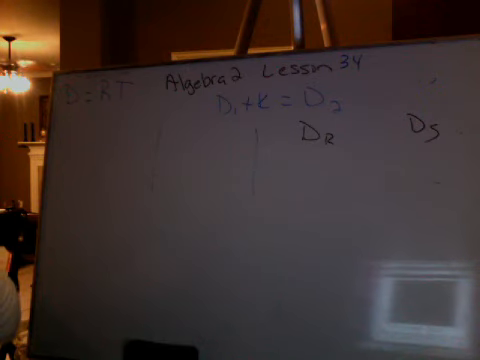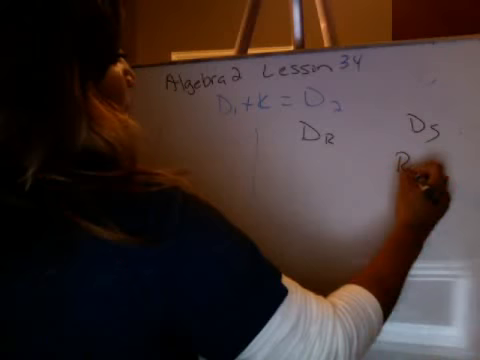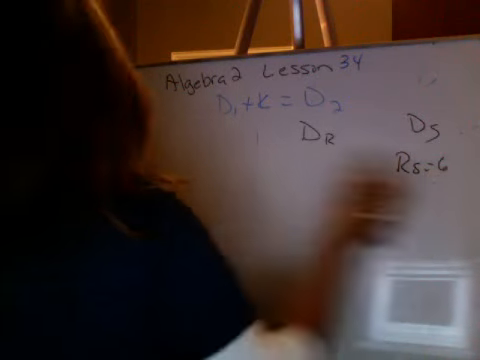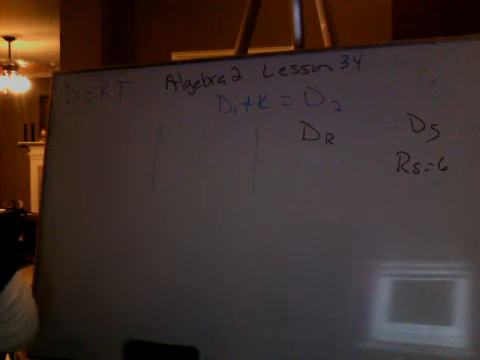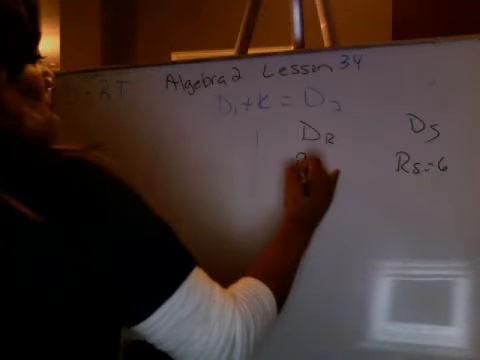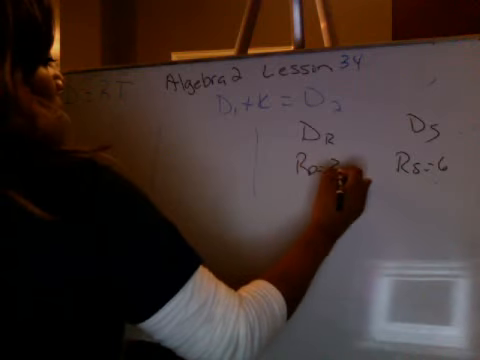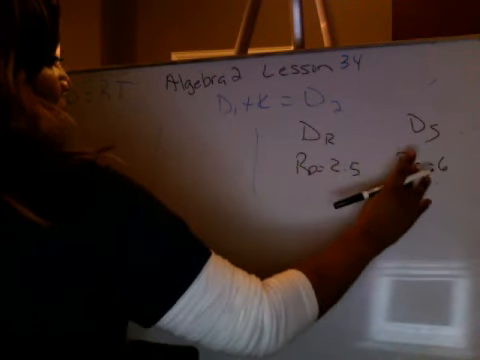if the sheriff traveled at 6 miles per hour, so the rate of S equals 6, while Robin Hood's rate was 2.5 miles per hour. So R of R equals 2.5.